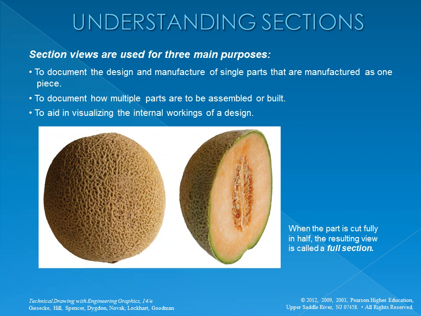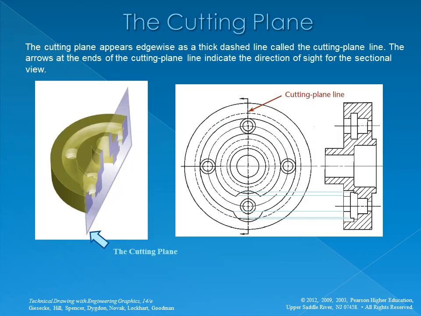To create a section view, one must think of the part being cut or sliced through by a knife or a cutting plane. When the part is cut fully in half, the resulting view is called a full section. A cutting plane line is shown in a view adjacent to the section view. The cutting plane line indicates where the object has been cut and the direction in which the observer will view the section.